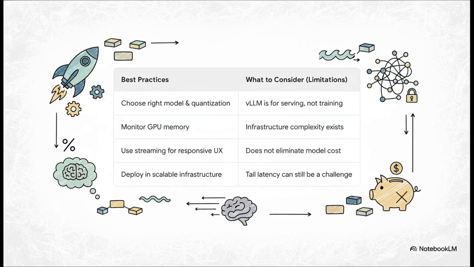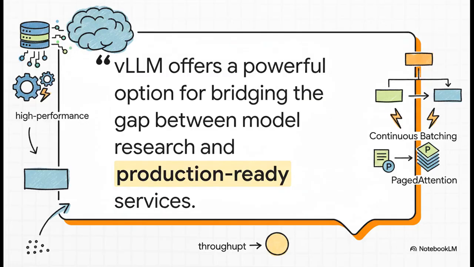But, let's be real. No tool is a magic wand. For a real production environment, you still need to follow best practices, like picking the right model size and keeping an eye on your GPU. And it's important to remember, vLLM is only for serving. You still need a different process for training your models. It helps you manage costs, for sure, but it doesn't make them disappear, and you still have to manage your servers and infrastructure. I think this quote from our source material at Uplatz just sums it all up perfectly.